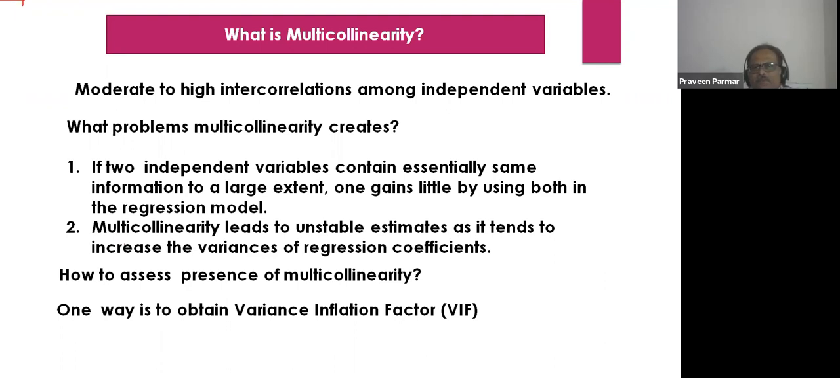If two independent variables contain essentially the same information to a large extent, one gains little by using both in the regression model. Multicollinearity leads to unstable estimates as it tends to increase the variance of the regression coefficients. So how to assess the presence of multicollinearity? One way is to obtain the VIF. Through VIF we could remove the multicollinearity problem, removing the variables that are too much intercorrelated with the others.